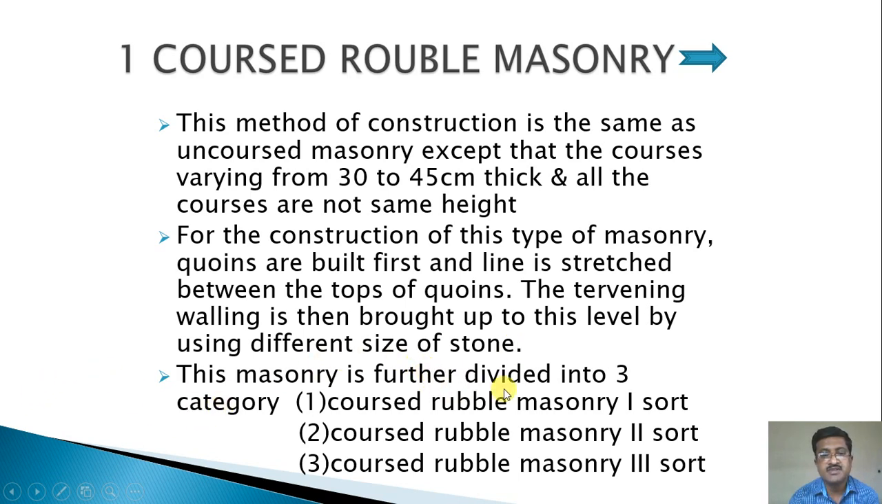This masonry is further divided into three categories: coursed rubble masonry first sort, coursed rubble masonry second sort, coursed rubble masonry third sort. Okay. So, the quoins are at the corner; the stones laid there are called quoins, which are built first.